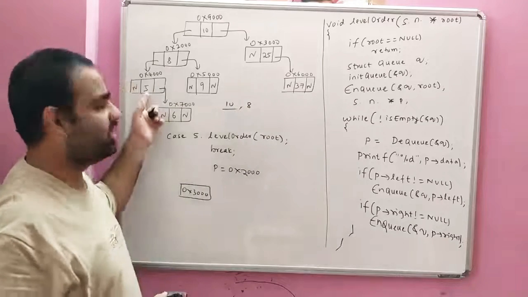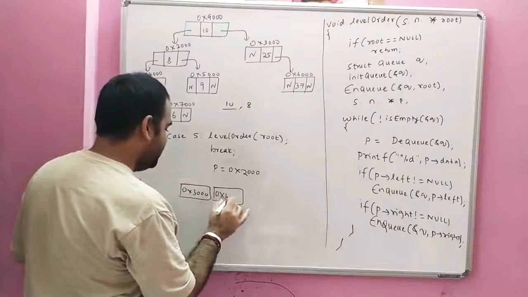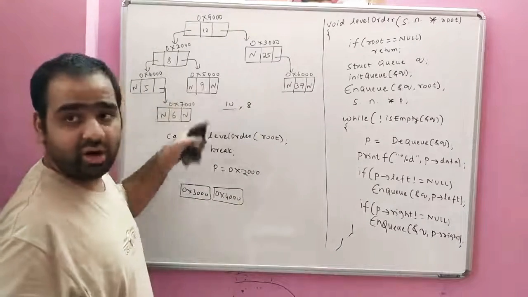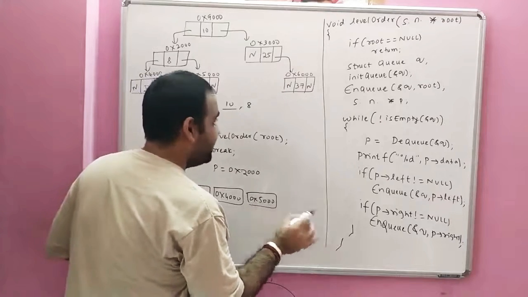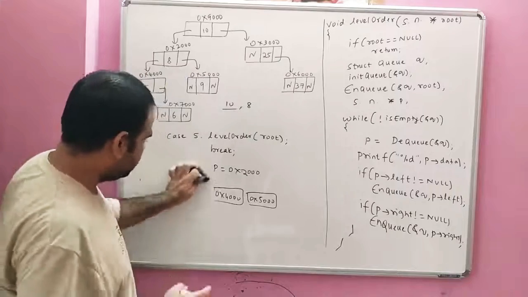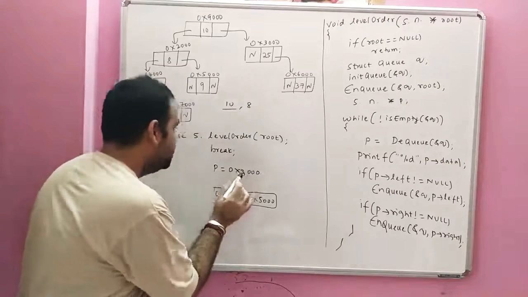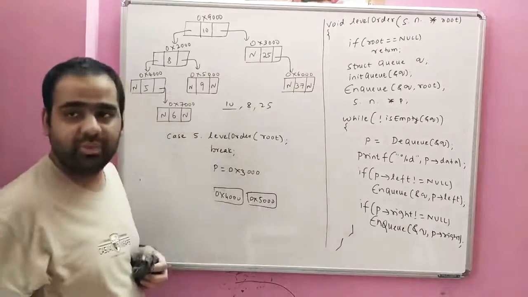Again you check 2000 arrow left not equal to null. Yes, therefore you enqueue 4000 over here. 2000 arrow right not equal to null. Yes, you enqueue 5000 over here. Right, again go back, not is empty of q. Yes, p is equal to dq. What do you get? You get 3000 from the front end of the queue. Print 3000 arrow data. What is 3000 arrow data? 25. 25 is being printed.